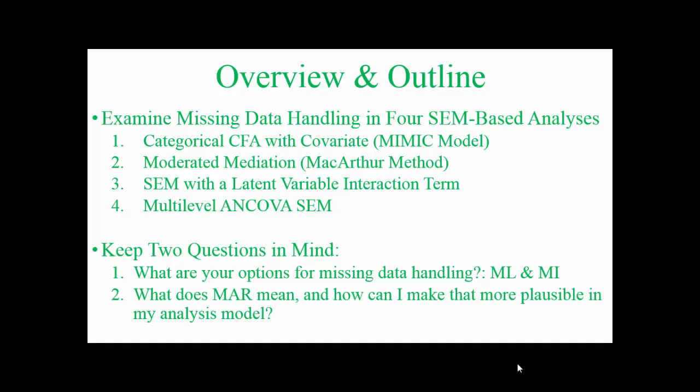The first, we've already talked about what your options are for missing data handling. There's two of them, maximum likelihood estimation and multiple imputation. But that's not what I want you to keep in mind. What I want you to keep in mind is, what are your options? Can you use one or the other? When would you use one or the other?